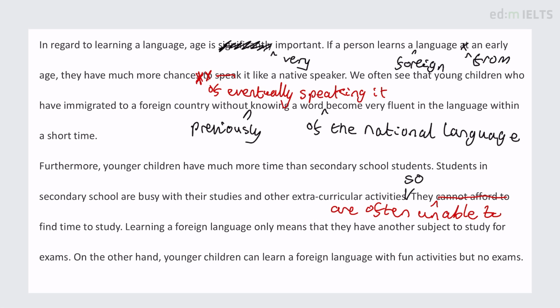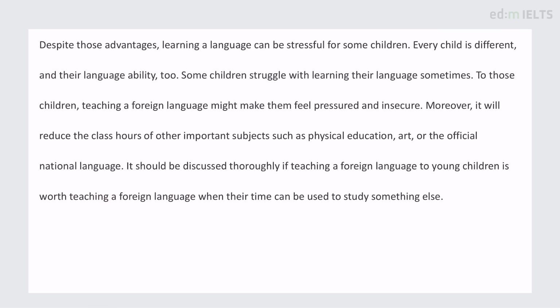Learning a foreign language only means that they have another subject to study for exams. Yeah, that's a good point. So their study workload is getting bigger and bigger the more subjects they study. On the other hand, younger children can learn a foreign language with fun activities but no exams. Yeah, I guess maybe just explain that teachers tend to make learning more engaging for younger children because they have a shorter attention span, for example, so there are lots of games. The point's fine, I just feel it maybe needs a bit more development. Good point, but just explain it a little bit more, maybe.